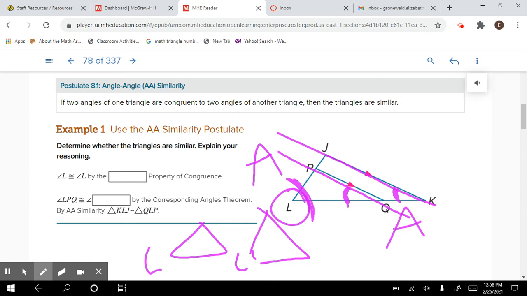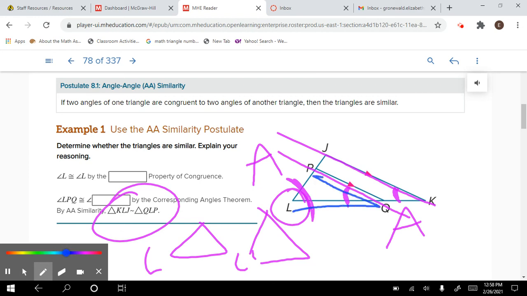So yes, they have angle similarity, and they already have it written down for your similarity statement. The main thing that you have to do here, if they asked you to do it on your own, would be to make sure you go in the same order. So if I went L to Q to P, I just have to make sure that it matches the angles on the larger one too. I got to make sure they're in the right order for the letters.